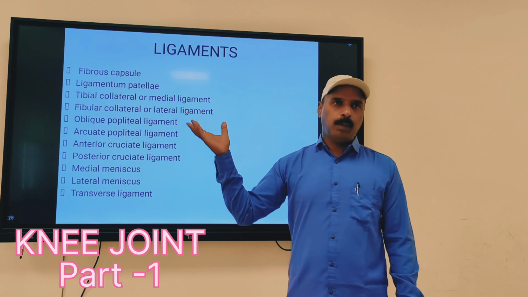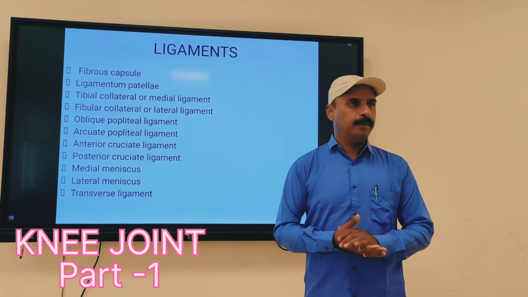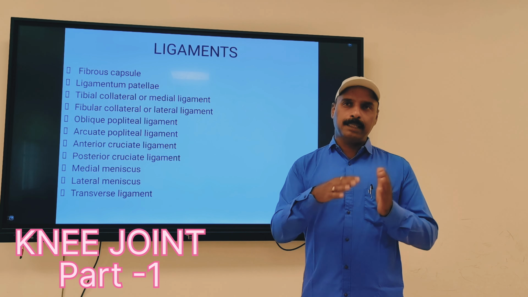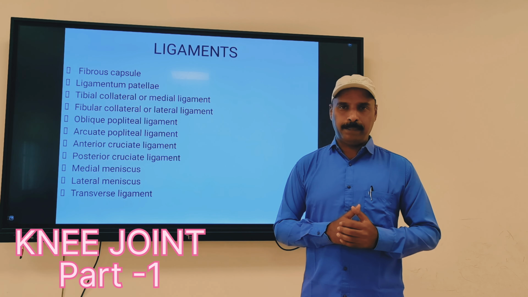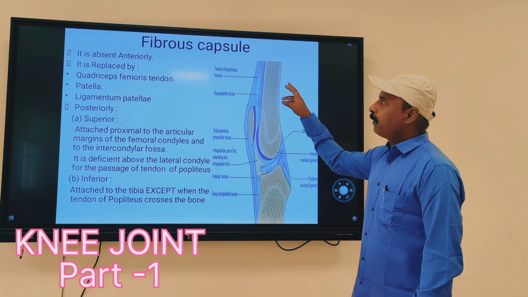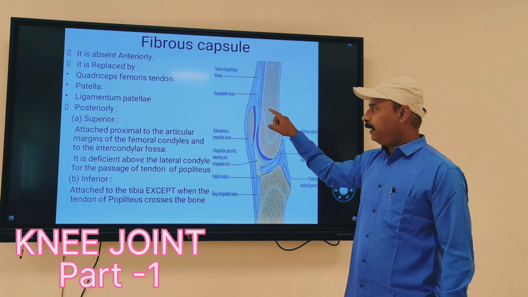We are going to discuss them one by one. You have to write them down, because for a joint you have to explain all 11 ligaments, and half of the marks is for the ligaments explanation. So first we are going to go to the fibrous capsule. We are going to get that it is anteriorly absent.